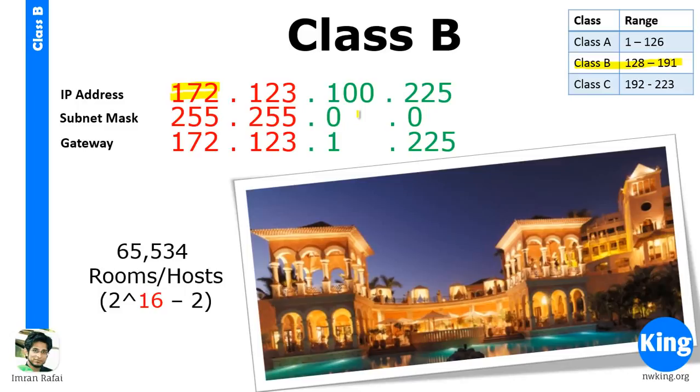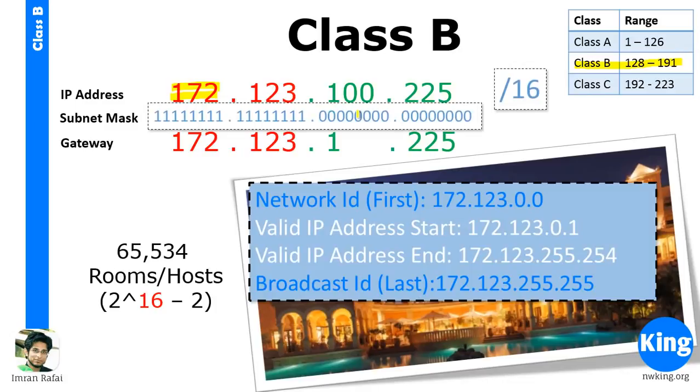So if we convert the subnet mask into the binary form, this is how it looks. And like we discussed earlier, this is represented as /16 because it has 16 ones. And again, like we already know, the separation happens here. So 172.123 is the network bit and 100.225 is the host bit. So the network ID is nothing but making the host ID 0.